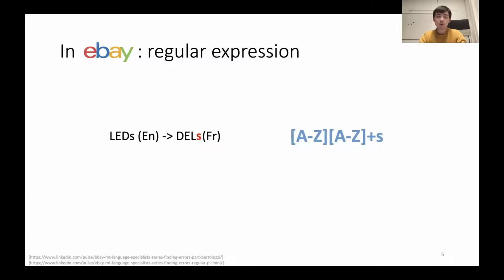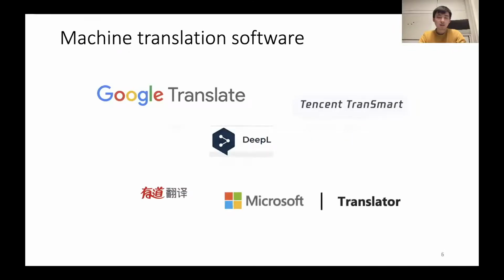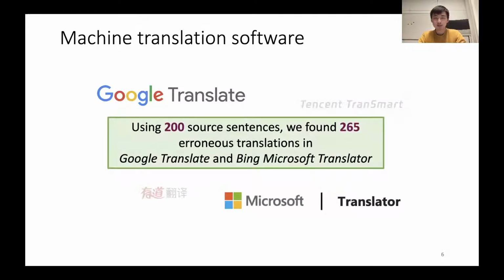We can see that this approach is highly limited by the domain knowledge of developers. And because they need to write a lot of those rules, it is also very labor intensive. So we were thinking, is it possible for us to design some fully automated approach that can report general translation errors? And this is what we have done in this work. Using only 200 source sentences without any label, we found 265 erroneous translations in Google Translate and Bing Microsoft Translator.